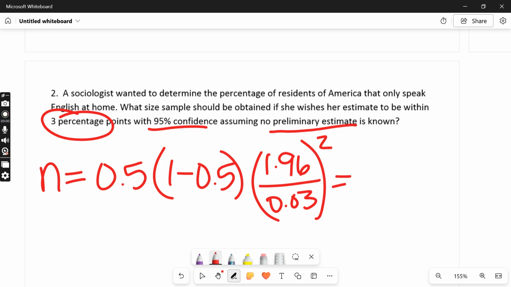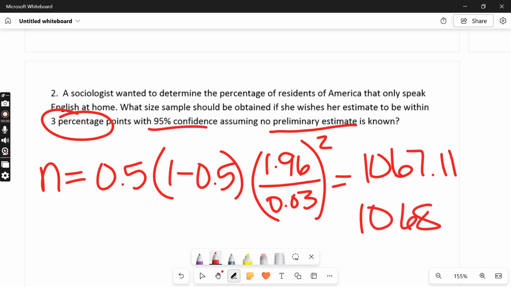Okay, so you'll type that into your calculator. When you type it into your calculator, you get something like 1,067.11. But remember, we always round up, so our answer to this would be 1,068. Okay, and that's it.